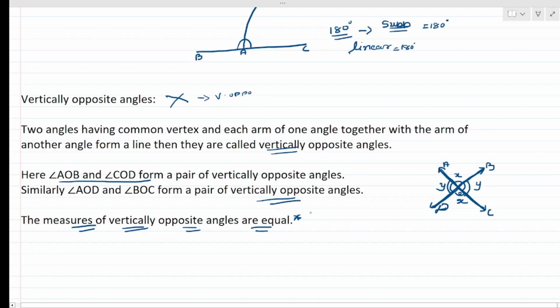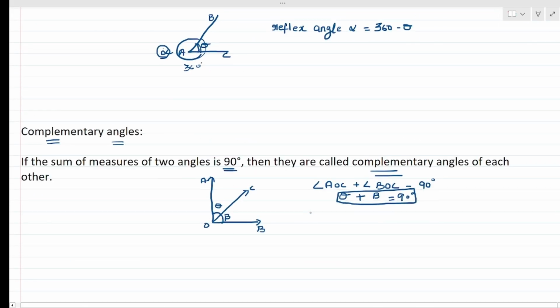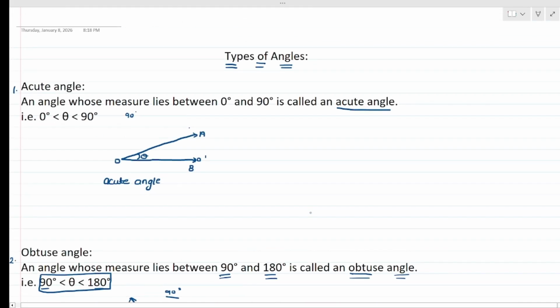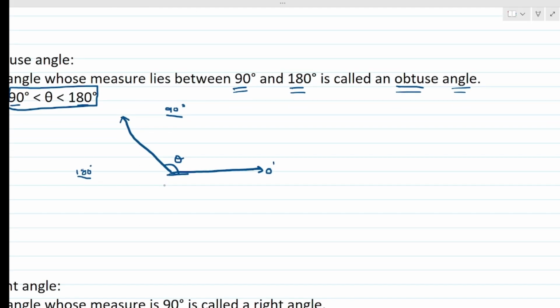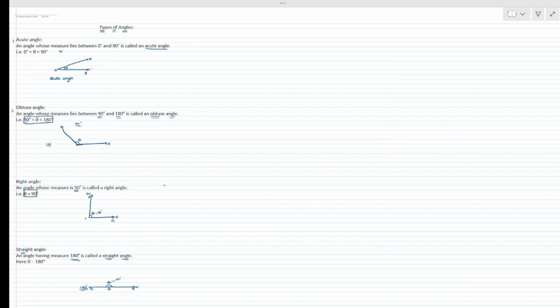Okay, these were the types of angles which we have seen. First is acute, then obtuse, right angle, and straight angle. So these were the angles which we have seen in the video.